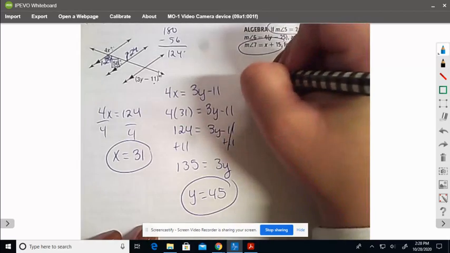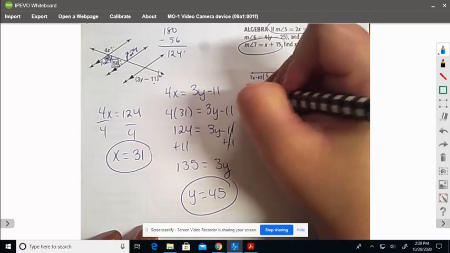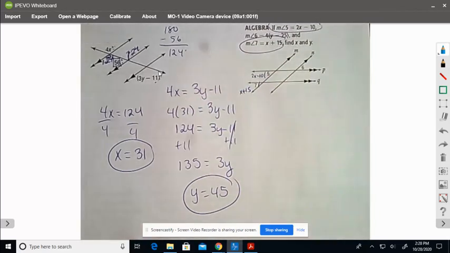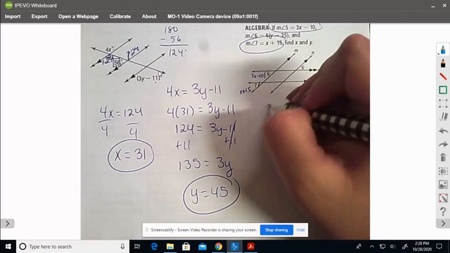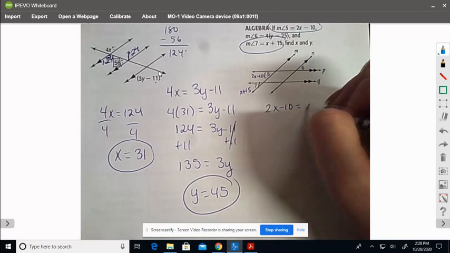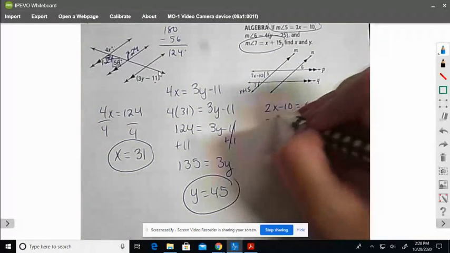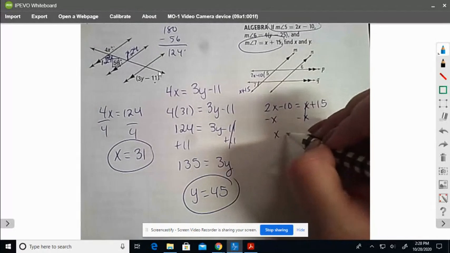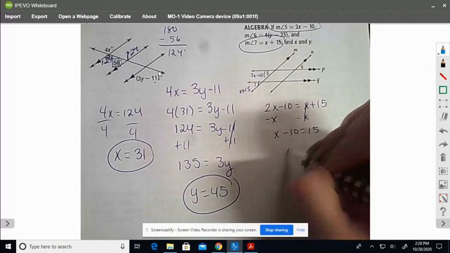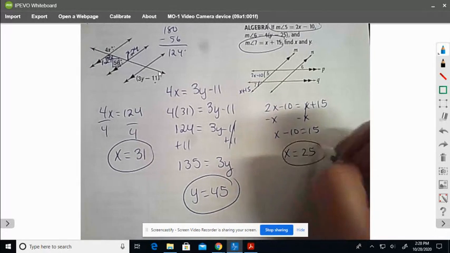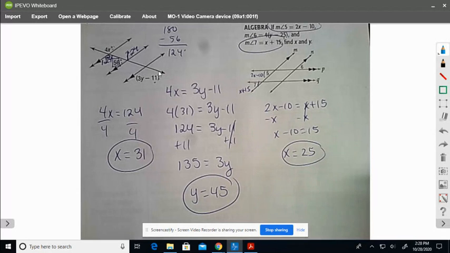I always like to label my picture. There's not a whole lot of room to do that here, but that's where I'd label them. So I can do 2x minus 10 and set it equal to x plus 15. And I'm going to subtract x from both sides. I get x minus 10 equals 15. I'll add 10 to both sides, and I get that x is 25.